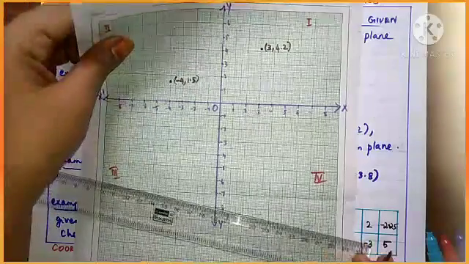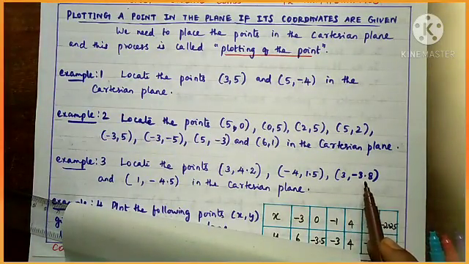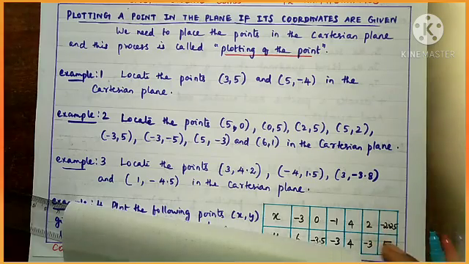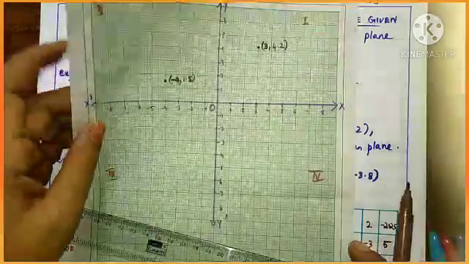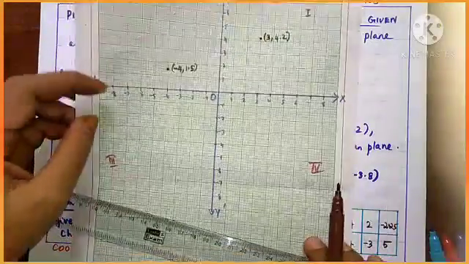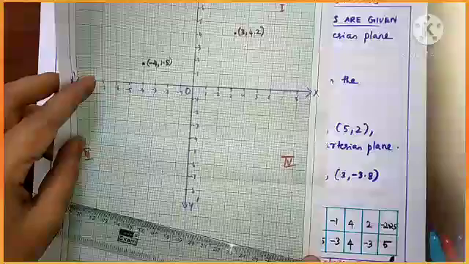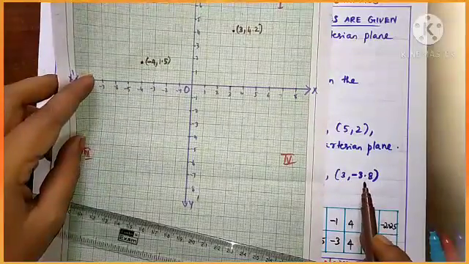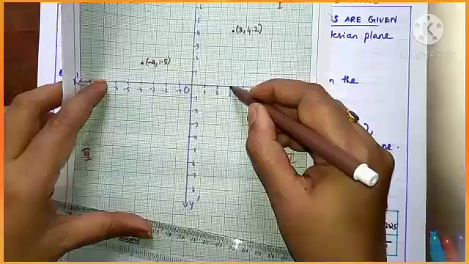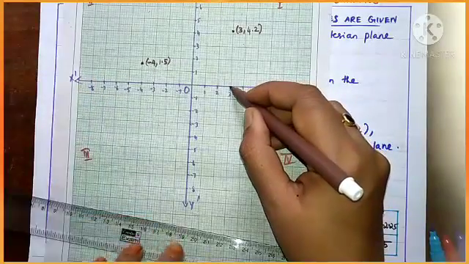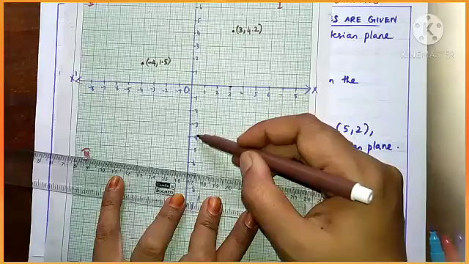Now we are going to the third coordinate, 3 and minus 3.8. So X positive, Y negative. X positive, Y negative will come in which quadrant? Yes, fourth quadrant. So here you have X 3 and Y minus 3.8. X 3 is here and Y minus 3.8. Where will minus 3.8 come? Between minus 3 and minus 4.